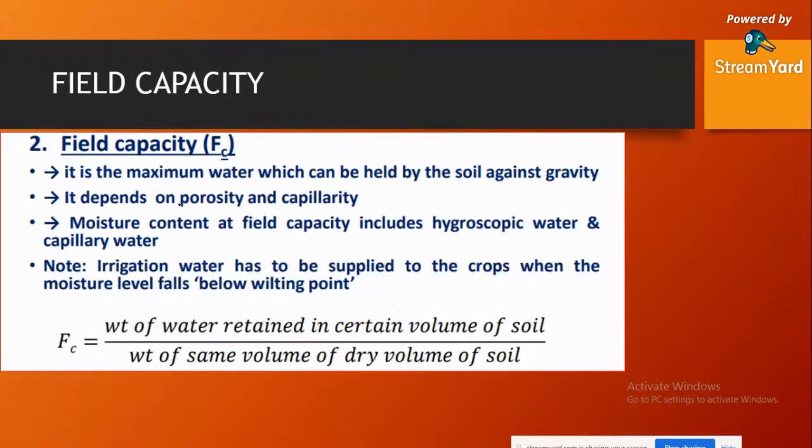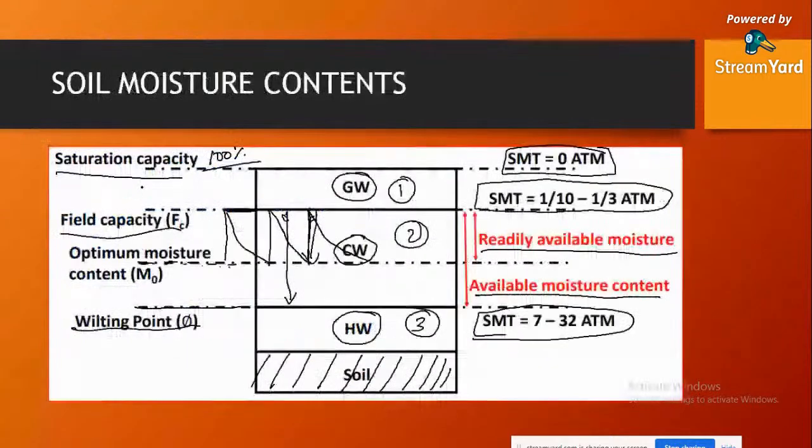Field capacity is what? It is the maximum. Why is it called maximum, and later on called minimum? Because this is field capacity: this is the upper limit and this is the lower limit. So this is the maximum and this is the minimum.